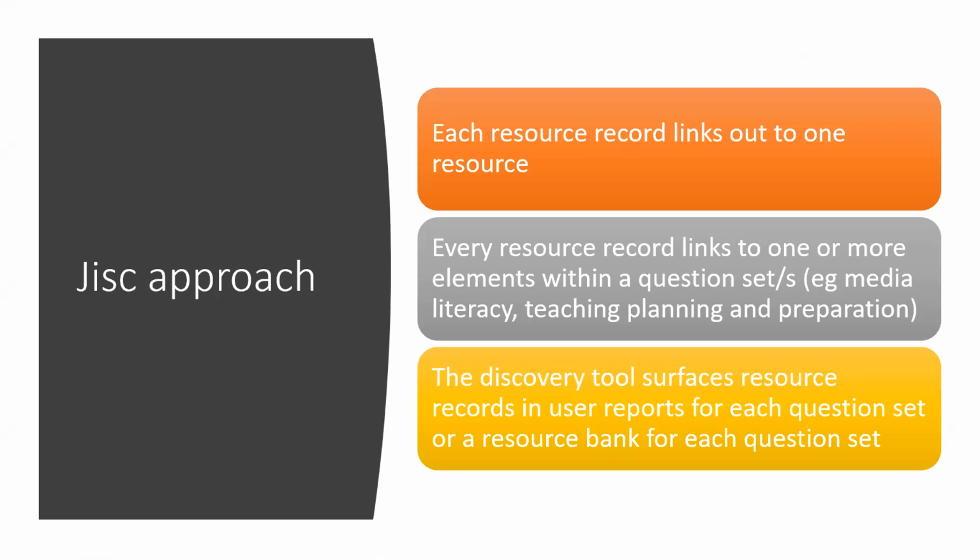So each resource record that we have in there links out to one resource. That's the approach we've taken. Occasionally we might have put 2 resources in. You can add other things into those resource records like videos and images, but JISC has tended to keep it fairly straightforward: information about the resource and a link out to that resource, so as not to overload people with too much information in the resource records.